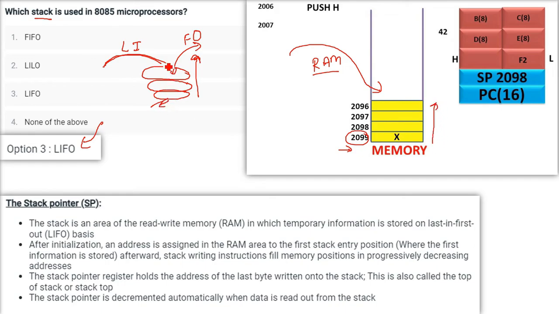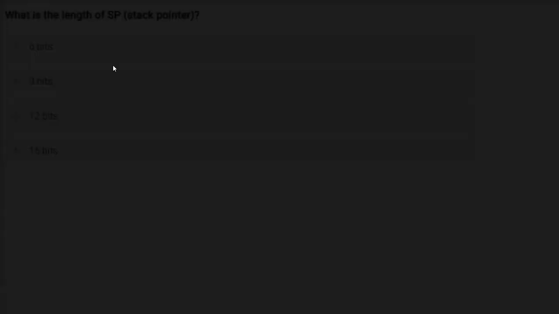The stack pointer register holds the address of the last byte written onto the stack, and this is also called the top of the stack, or stack top. The stack pointer can be incremented or decremented depending upon the push and pop condition. Push is pushing the data on top of the stack, and pop means taking out or removing from the top of the stack. Stack pointer is all about holding the address of that.